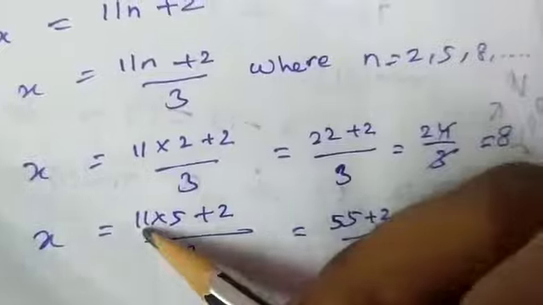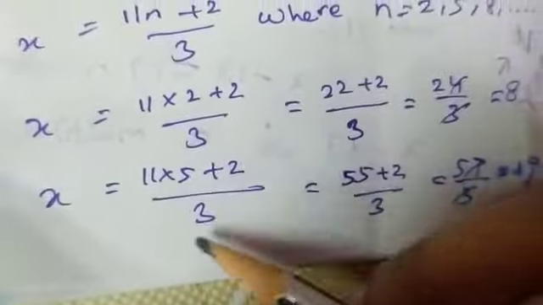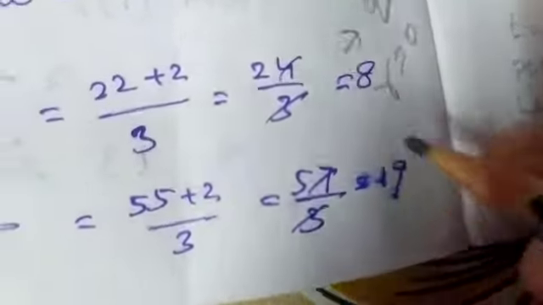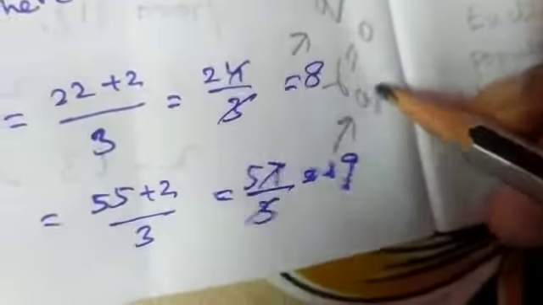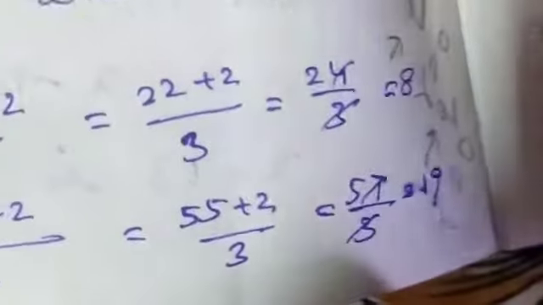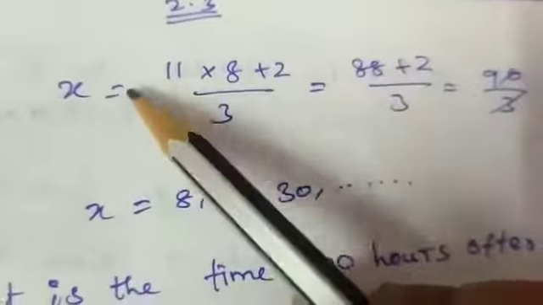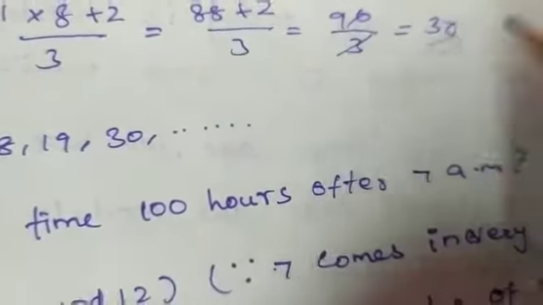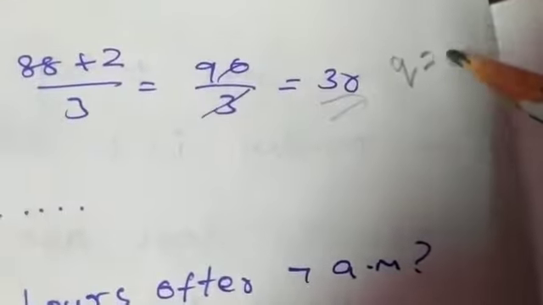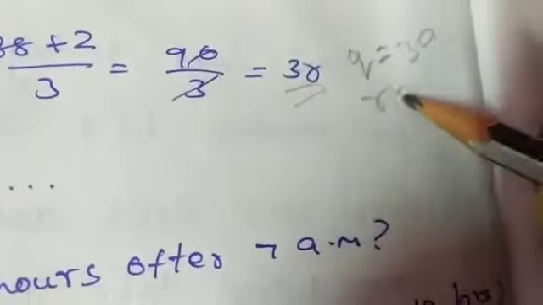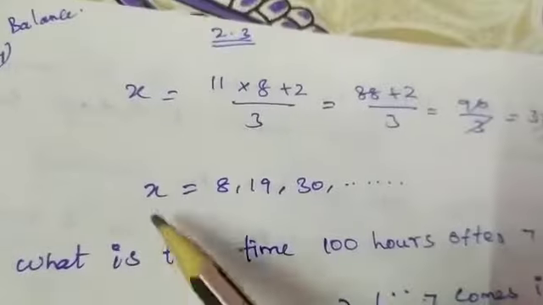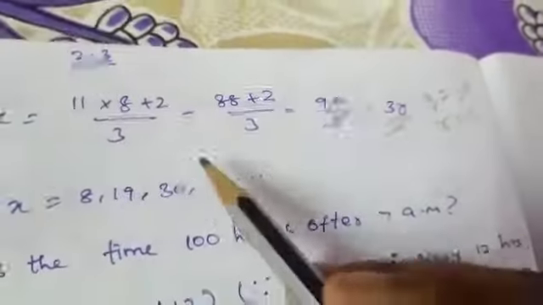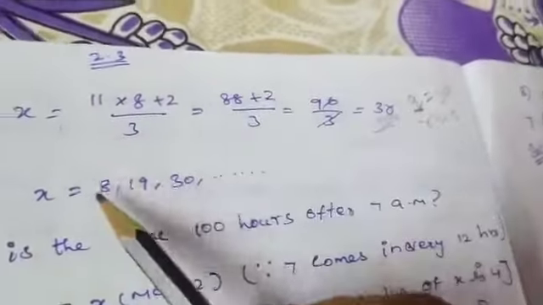So x equals, I am putting the second value, 11 into 5 plus 2 by 3, that is 55 plus 2 by 3, 57 by 3, which is 19. So here too, Q and R equal 0. Now the third value, x equals 11 into 8 plus 2 by 3, 88 plus 2 by 3, 90 by 3, which is 30. Here too, Q equals 30 and R equals 0. So our x values are 8, 19 and 30 till infinity. You can also see, as I already told, the quotient values are x.